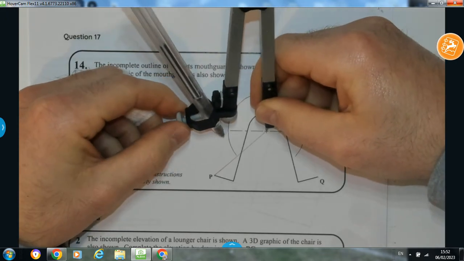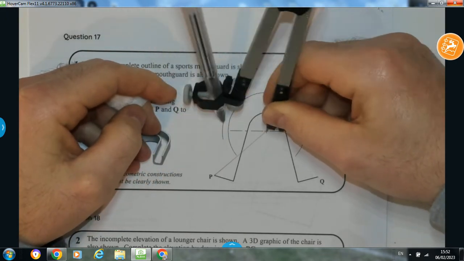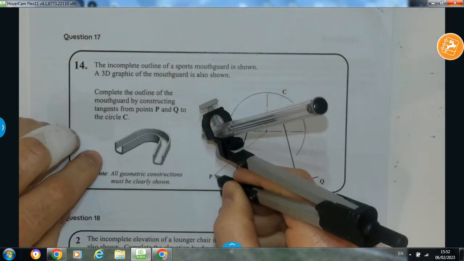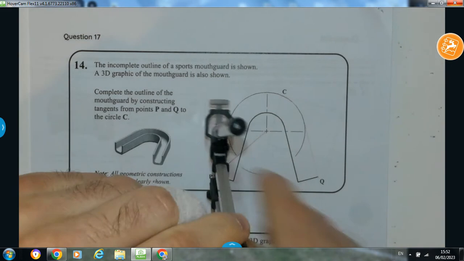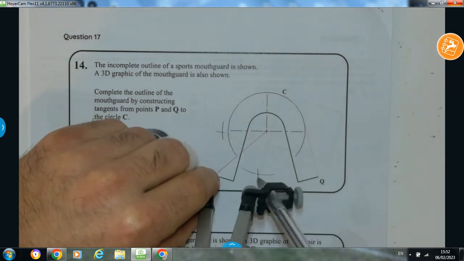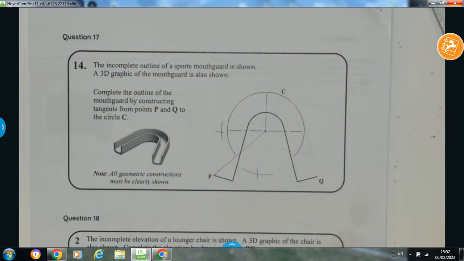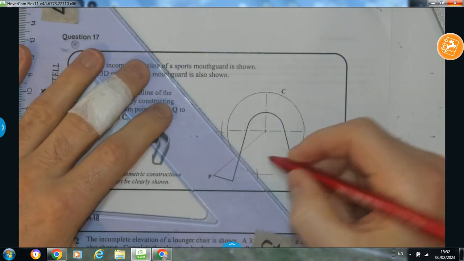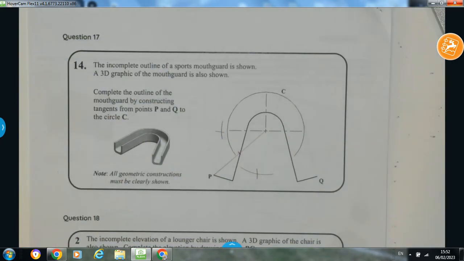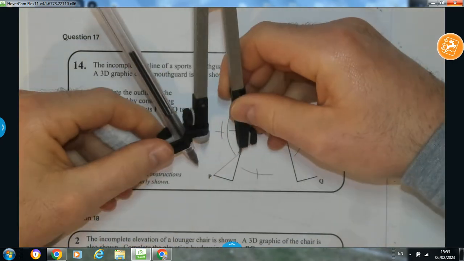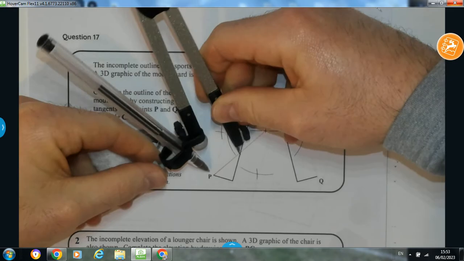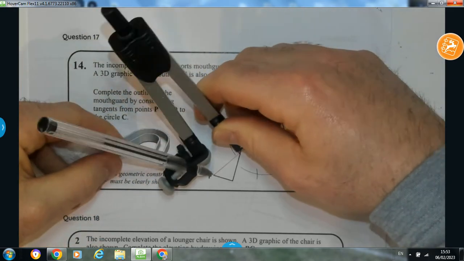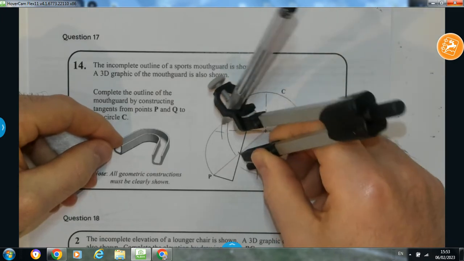So pick a distance greater than halfway. Bisect this line, pick an arc above and below the line. And that crosses there and here. Having bisected that line, now I've got the middle there, I'm now going to swing a semicircle with the radius length from the center of the line out to P. I'm going to swing a semicircle like that.